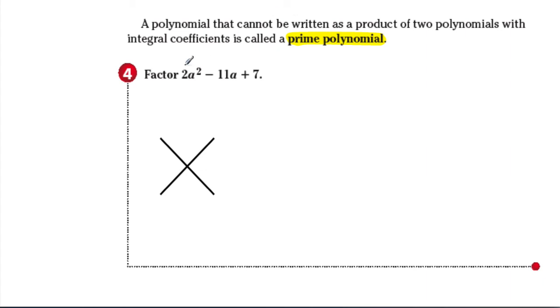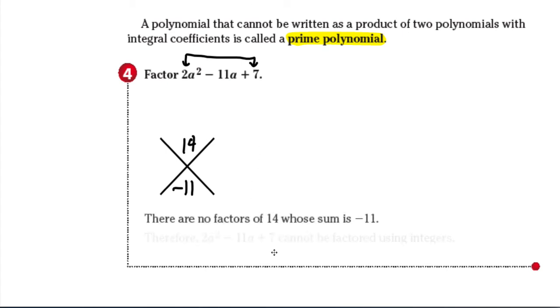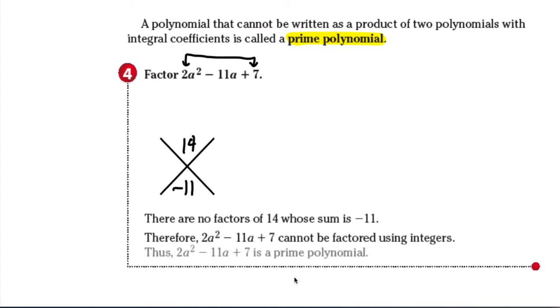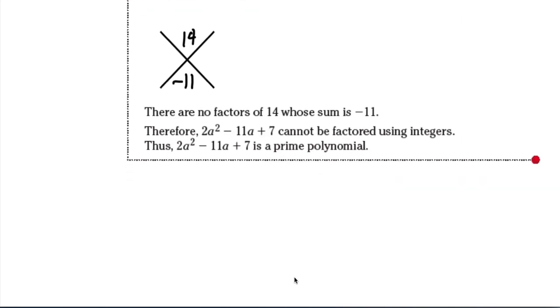And let's take a look at this one. Again, we multiply the coefficient of the quadratic term times the constant. That will be 14, and this will be negative 11. And if you notice, there are no two factors of 14 which will give you a sum of negative 11. And if that's the case, this particular polynomial is a prime polynomial.